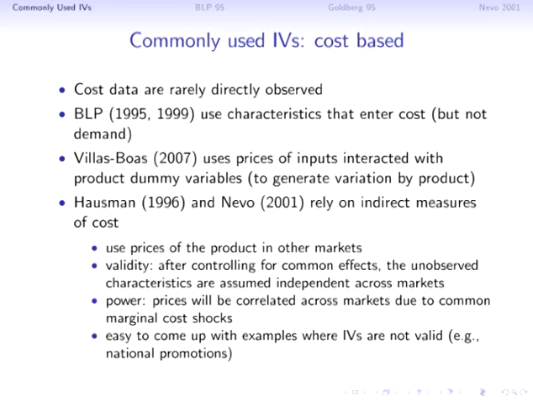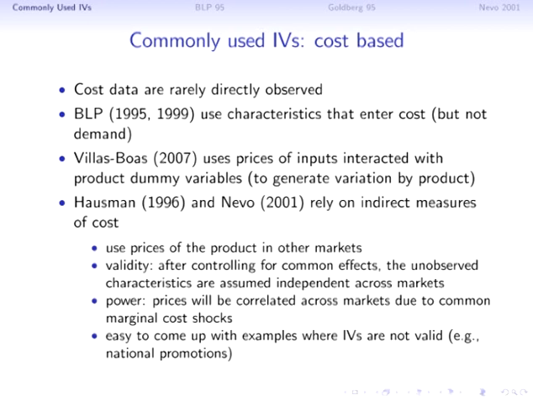Other instruments that try to indirectly get at cost measures are instruments that Jerry Hausman introduced, and we'll see one of the papers where he used that tomorrow. These rely on indirect measures of cost. Here we're going to do something that at first sounds like a non-starter: we're going to use prices as instruments for prices, okay? But we're going to use prices in other markets.